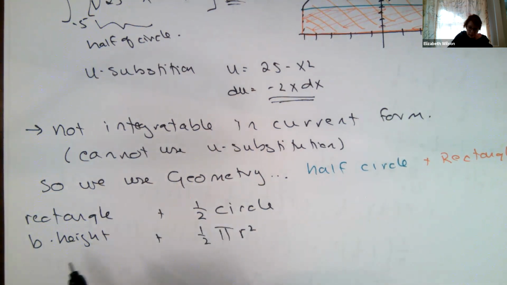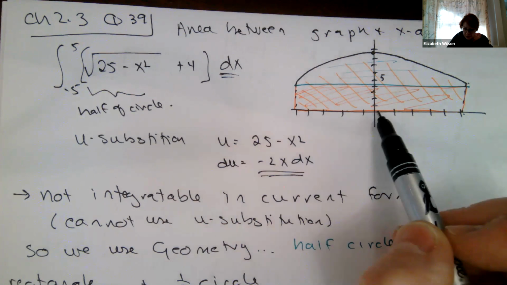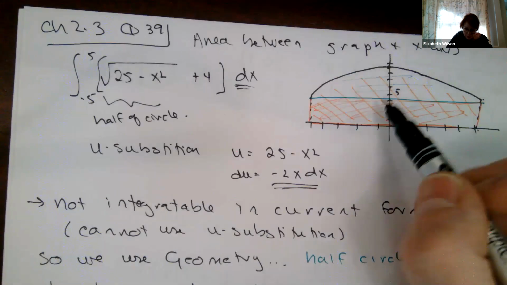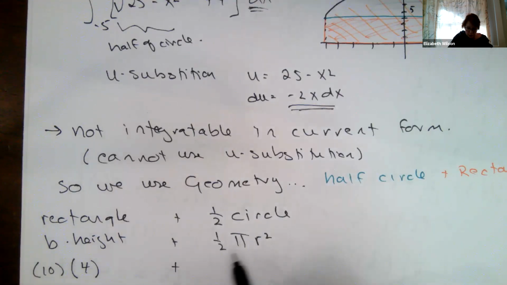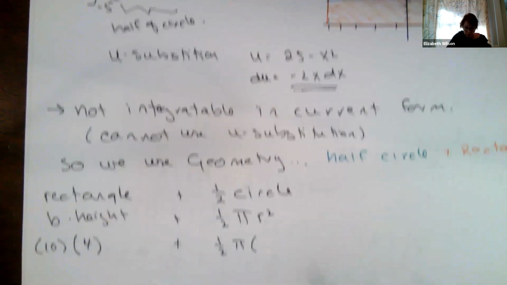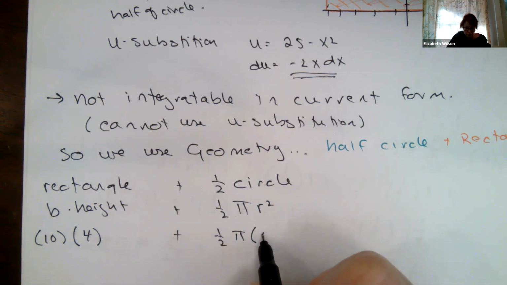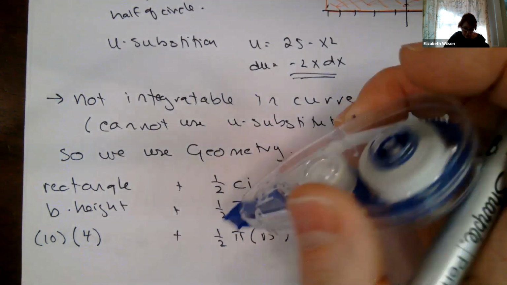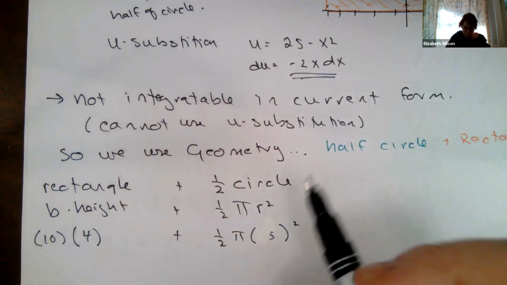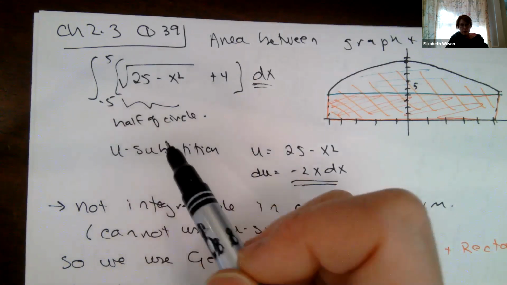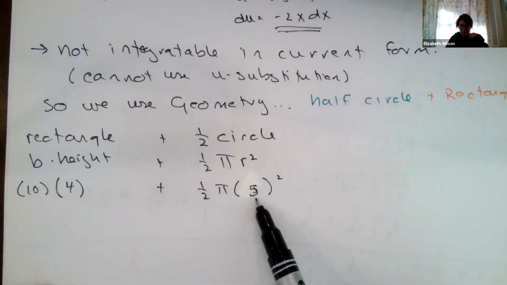Okay, which is 1/2 pi r squared. Okay, so our base, right? The base on this is going from -5 to 5, so our base is 10 units. And then the height on here is, this is up to 4. Plus, right, this is 1/2 pi. And then the radius on here, this is our radius here. So this is going to be like square root of 25. I'm sorry, I just meant 5 squared. Okay, and that came from this equation here, 25 minus x squared. So whatever this term is, I take the square root of, and that gives me my radius.